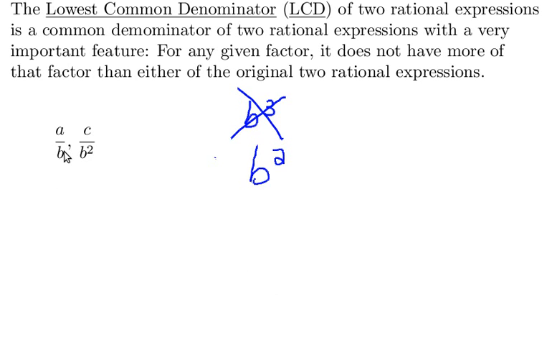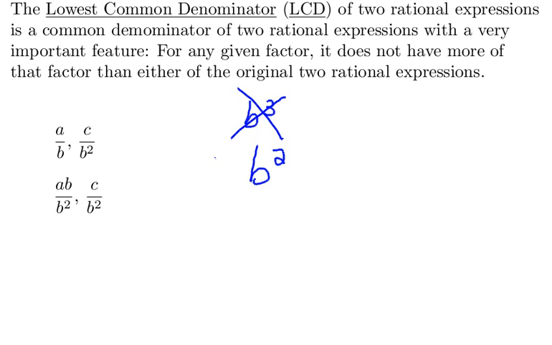So all we need to do to this is multiply top and bottom of this a over b by b to get ab over b squared. And now we have two expressions that have equal denominators. Okay, so let's talk about some notable results from this fact.